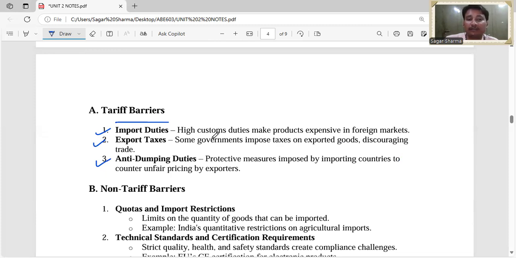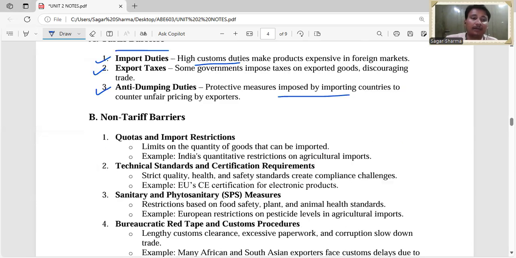Import duties: for example, high customs duties make products expensive in foreign markets. Export taxes: some governments impose taxes on exported goods, discouraging trade. And anti-dumping duties are protective measures imposed by importing countries to counter unfair pricing by exporters. So these are the tariff barriers.